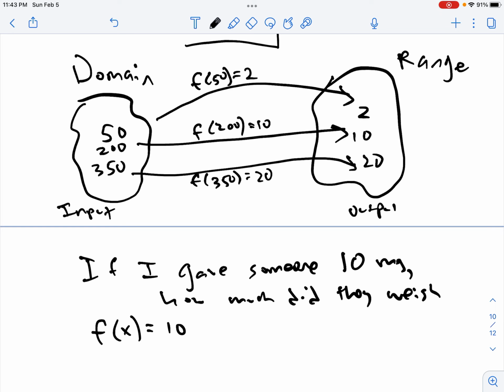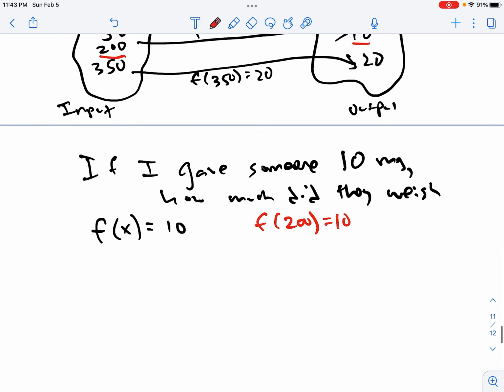Now look here at this graph. Let me change colors here. You can see we've got that pair: f of 200 equals 10. Now there's a more concise way of writing that, and that's with that inverse notation. f negative 1 of 10 equals 200.